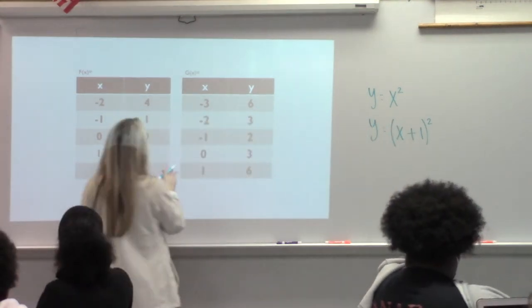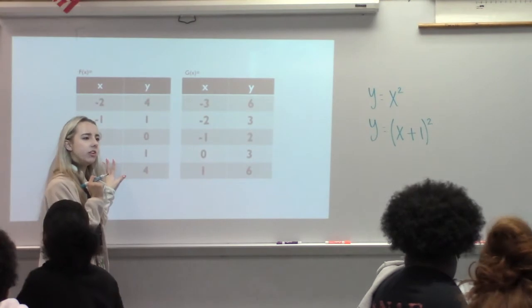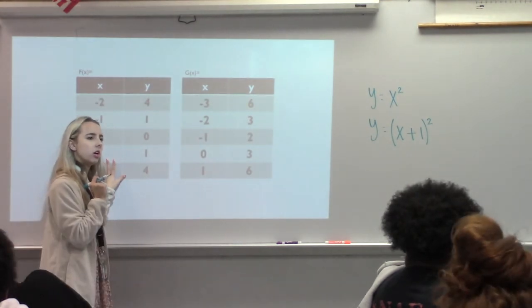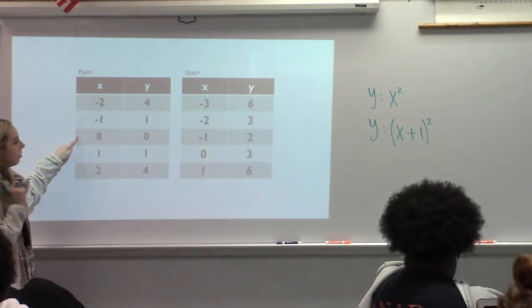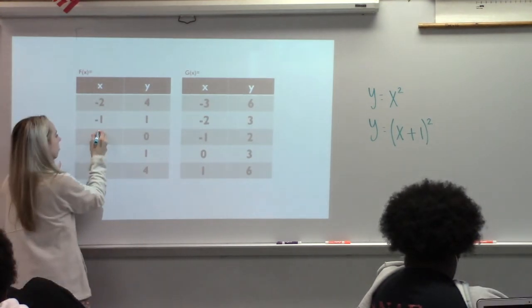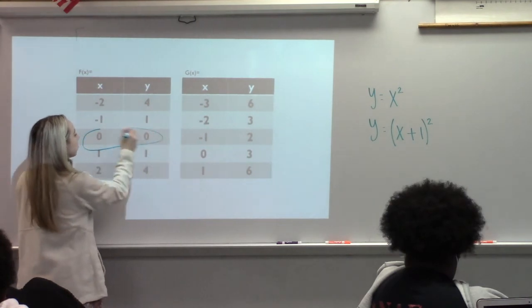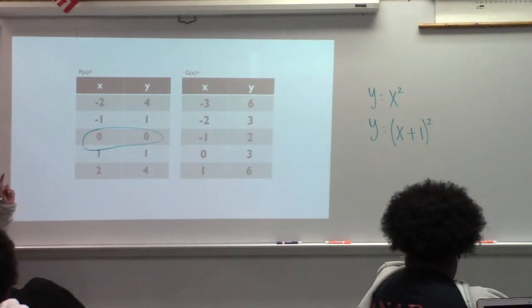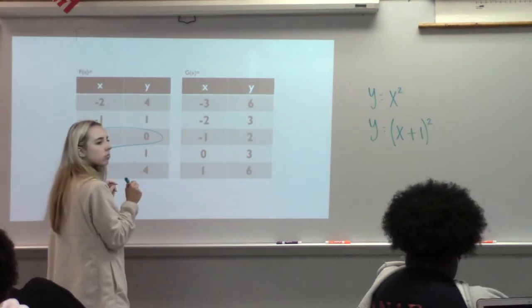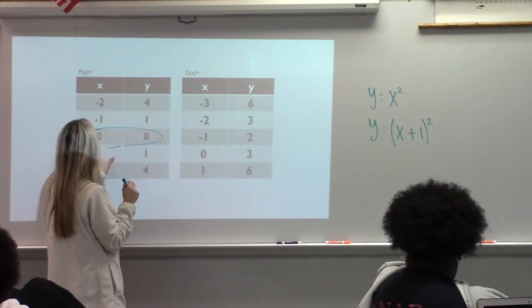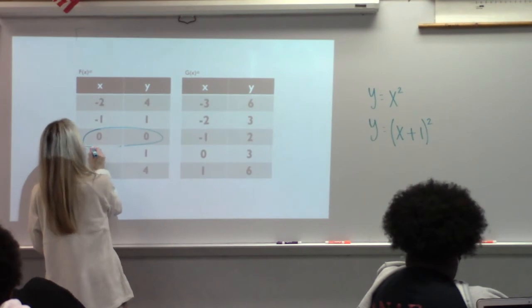So this function, would it help if we pulled up Desmos? Maybe, but I would point this out. Where's the vertex in the parent function? 0, 0. So circle that vertex. Where is the vertex in the transformed function? It's 0, 3. No, it's not. He always said when it comes to a table, the vertex.